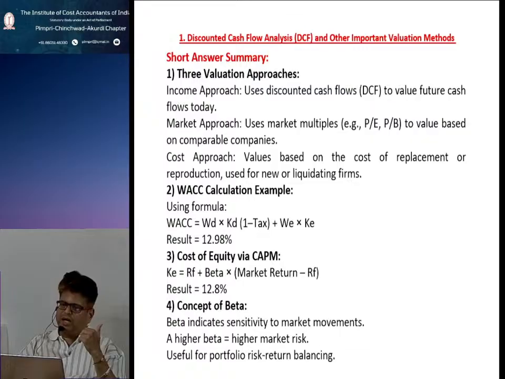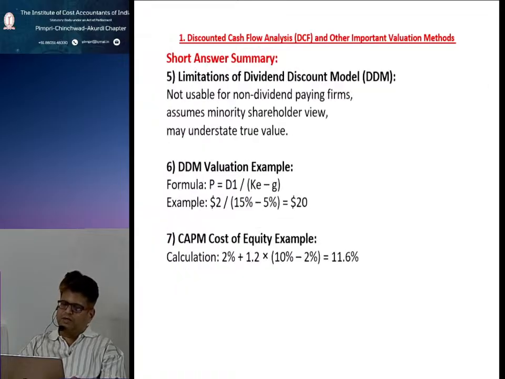Thereafter, I took you through the various short answer summaries and the concepts covered therein. In the first one, it covered the three valuation approaches. In the second, it is the WACC calculation example. In the third, it is the cost of equity via CAPM. In the fourth, the concept of beta was explained. In the fifth question, limitations of the dividend discount model were discussed.